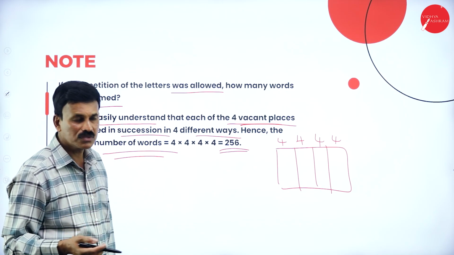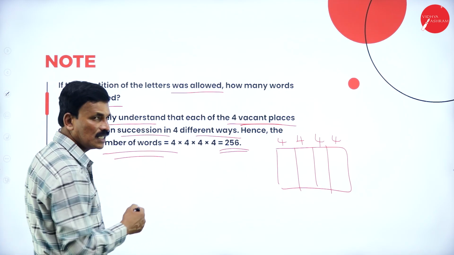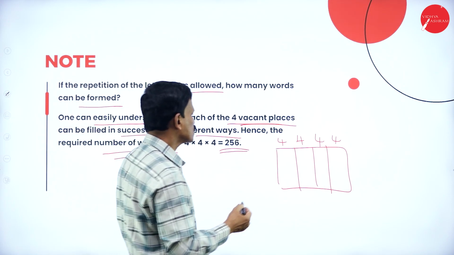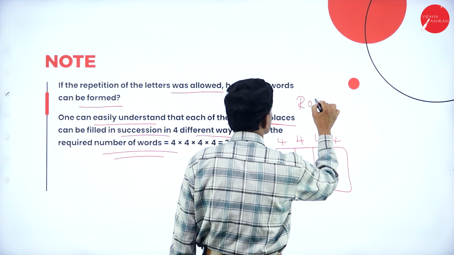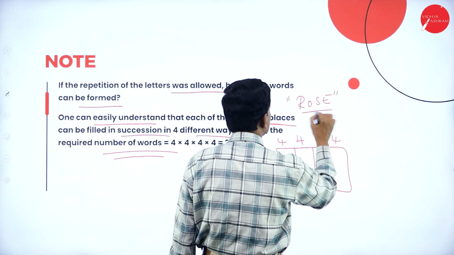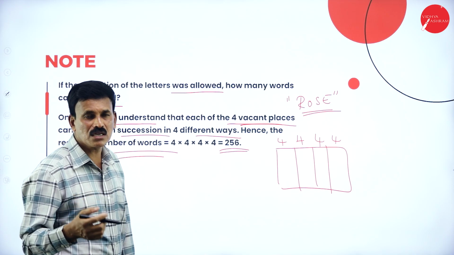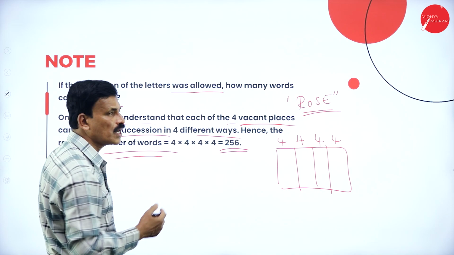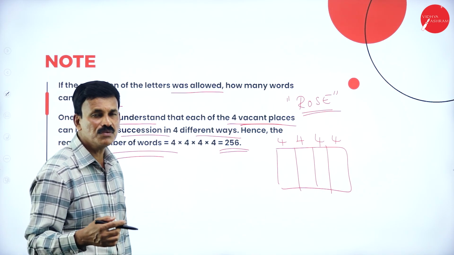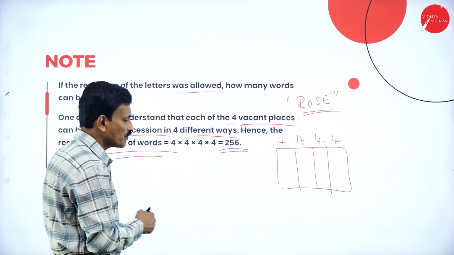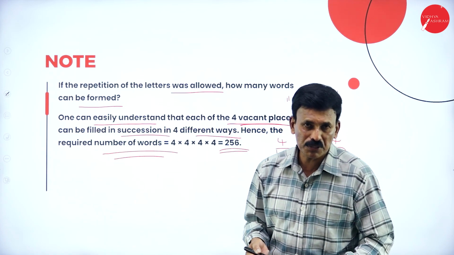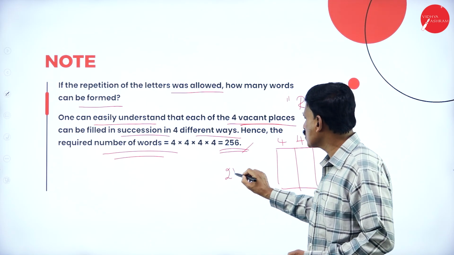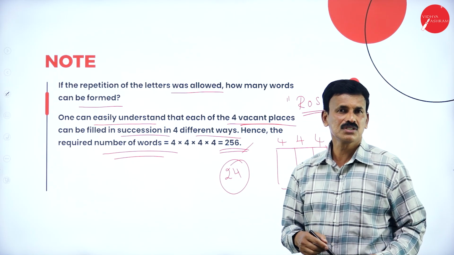Suppose the repetition is allowed, the 4-letter words from the letters of ROSE can be formed in 256 ways. So, whenever the repetition is allowed, the number of possible 4-letter words with ROSE is 256 words. That is the difference with or without repetition. So, with repetition it is 256, without repetition it is just 24 words, right? That is it.